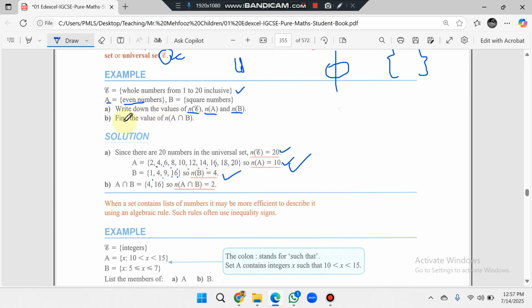Okay. In part B, find the value of n of A intersection B. You can see that in A intersection B, 4 is included, and also 16 is included. Just these two elements are included in the intersection of A and B. So the number of elements in the intersection of A and B is 2. So this is your example. Any problem in this example?